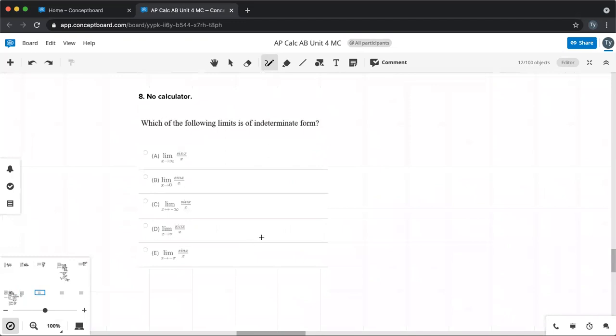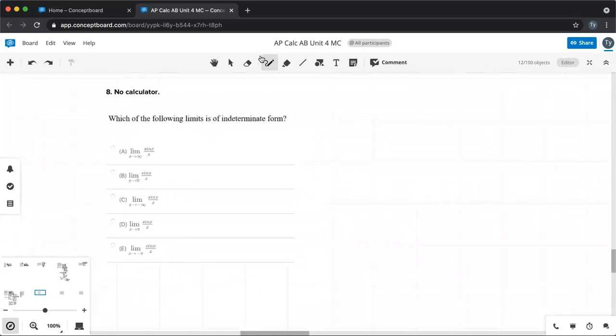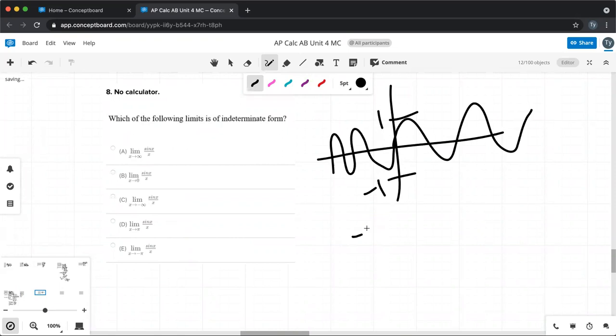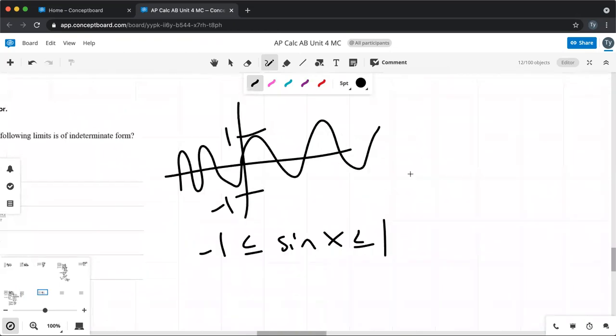Moving right along. Okay, so what is the limit? Which of these limits has an indeterminate form? Okay, so if you notice, all these functions are the same, sine x over x. So let's look at what happens to sine. Remember, sine goes like this forever and ever. It's always oscillating between 1 and -1. Okay. X, well, that's just a line, right?